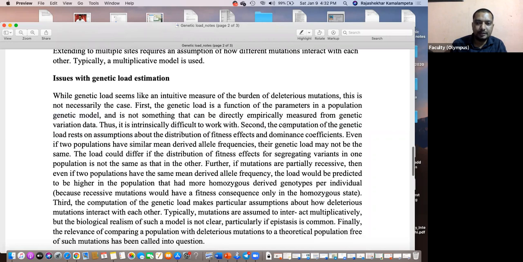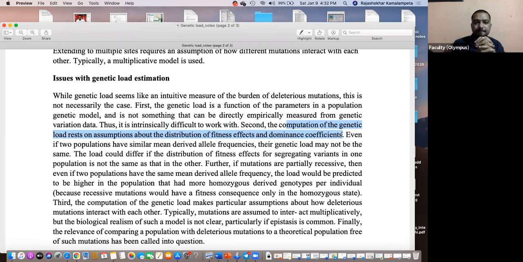Second, the computation of the genetic load rests on assumptions about the distribution of fitness effects and dominance coefficients. Also, what do we consider here? As I was telling you, we have to calculate the dominance coefficient. Okay, that is also an estimation. And also, we assume that the fitness may vary in a given population. That may or may not be true. Okay, definitely fitness has to be variable, but it has to move in one direction based on what alleles the population contains.